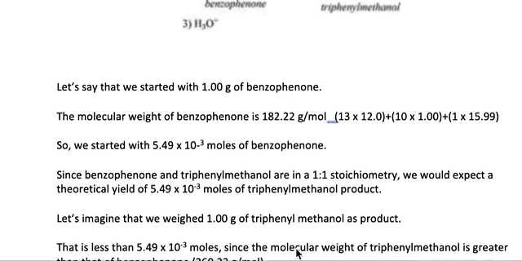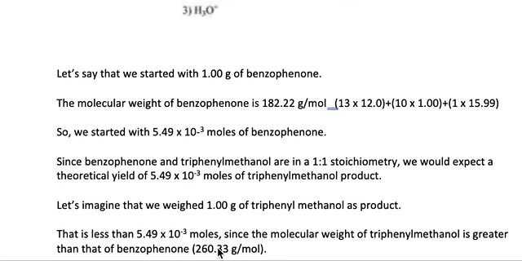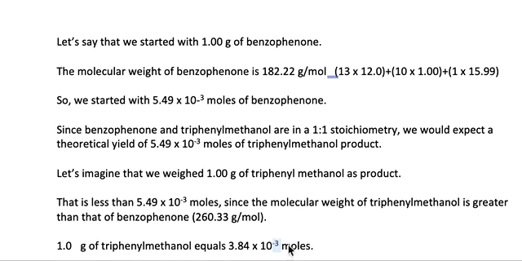So just like we did with benzophenone, we find the molecular weight of triphenylmethanol as 260.33, which makes sense. It better be more than the molecular weight of benzophenone because we've added a whole carbon ring to this thing. So 1 mole of it should weigh more. We divide our 1 gram by 260.33 grams per mole, and we find out that we only had 3.84 times 10 to the negative third moles of triphenylmethanol. That's less than our theoretical 100% yield of 5.49 times 10 to the negative third.